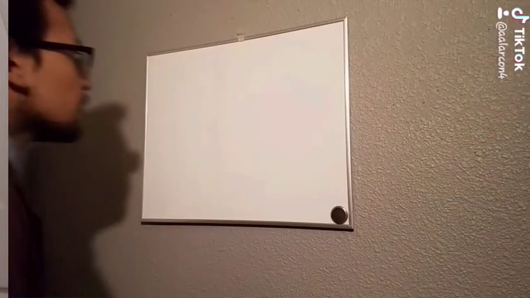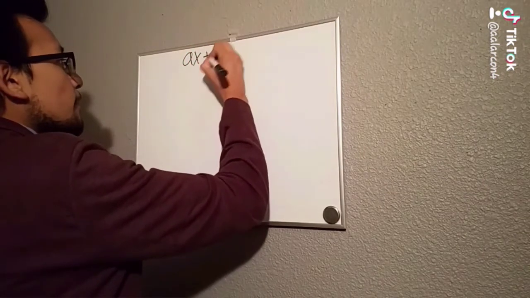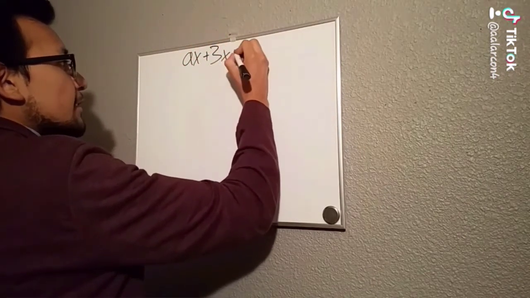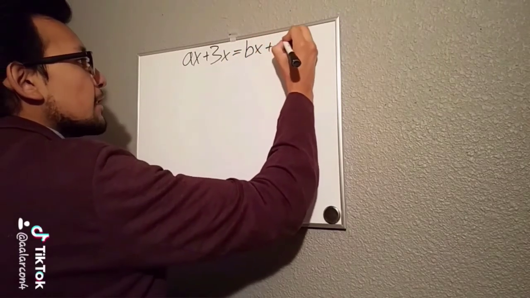Good morning class, I am Mr. Smith, your teacher for Algebra 1, and today we are going to be working on solving linear equations with unknown coefficients. So right now, what I'm going to do first is just write the equation on the board. So for today, our equation is going to be 8x plus 3x equals bx plus 5.